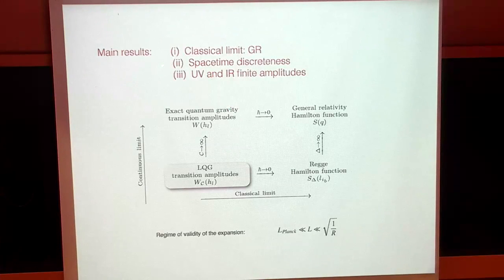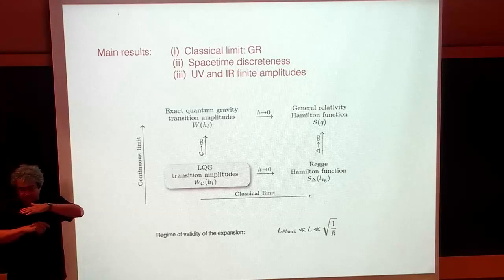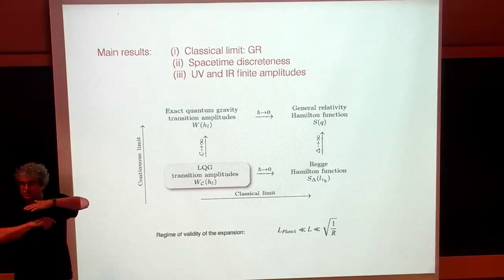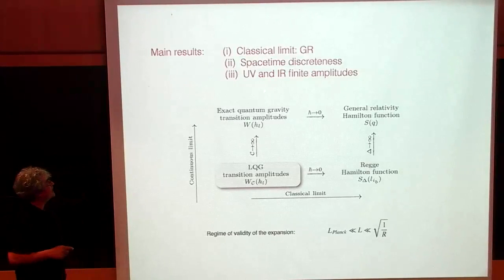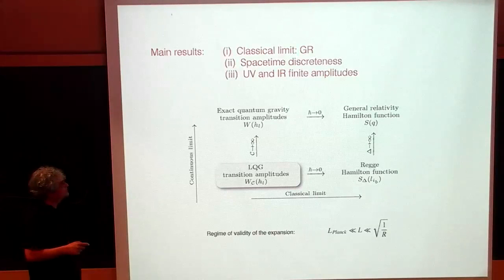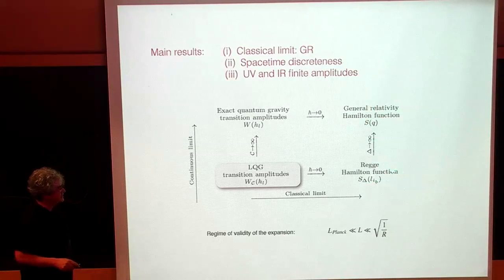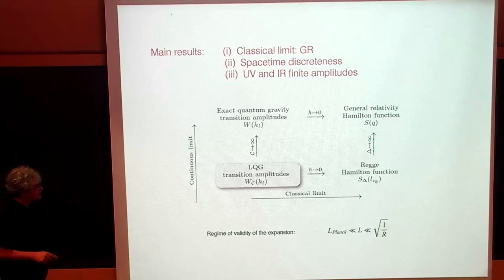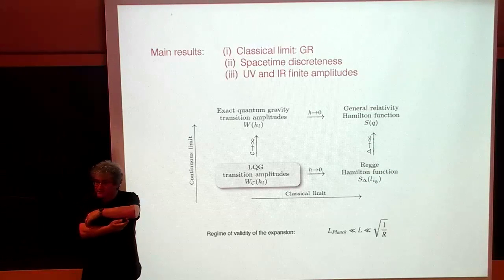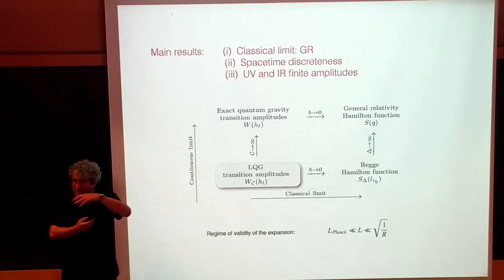Now, what you do is, first of all, you look for the classical limit. The theory is defined order by order in some truncation, which includes more and more degrees of freedom. At each order, there are some theorems that tell you that the h-bar going to zero limit connects to a truncation of general relativity, and more precisely to a Regge truncation of general relativity. How? Well, in the same sense in which the propagator connects to the Hamilton function.